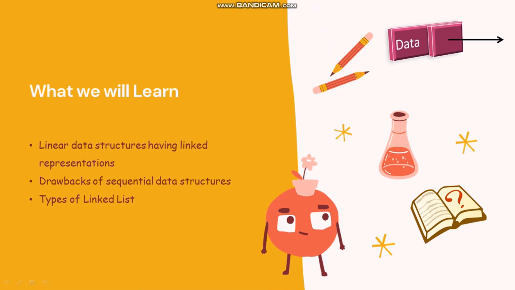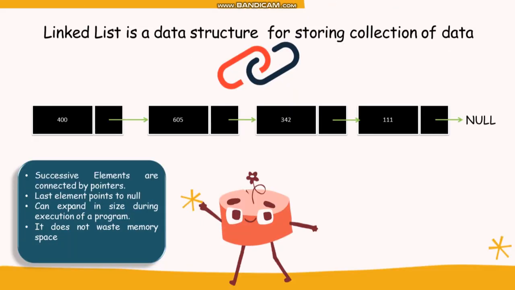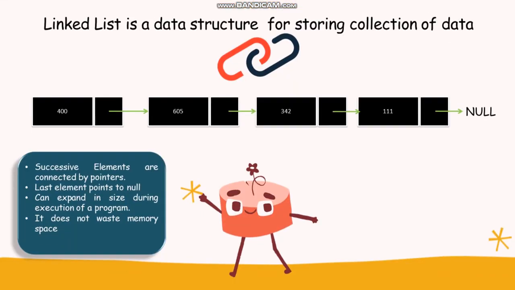Linked list is a data structure for storing the collection of data. In the slide, you can see different blocks, and those blocks are known as the nodes. The nodes have two parts. The first part of the node holds the data, and the other part of the node holds the address of the next node, or we can say that it points to the next node.